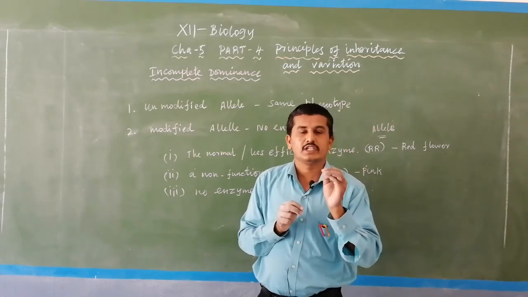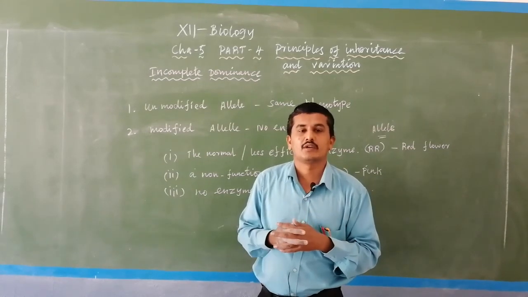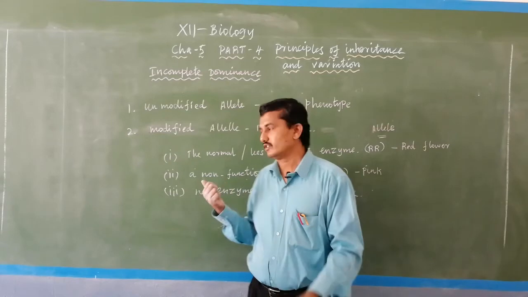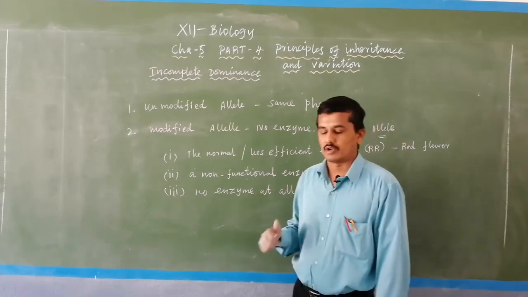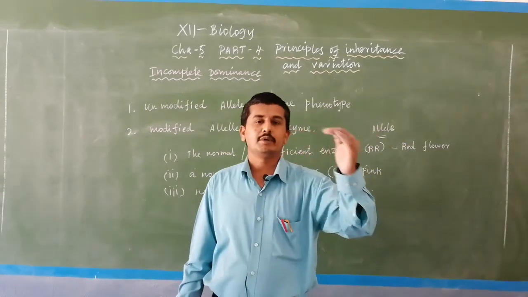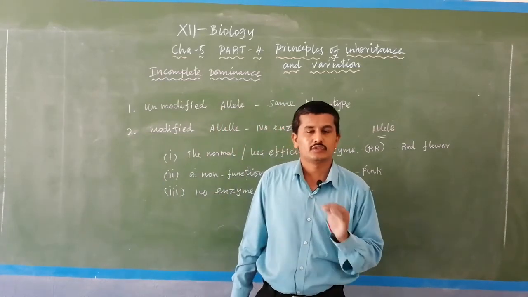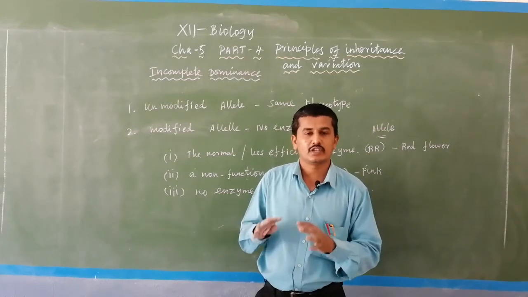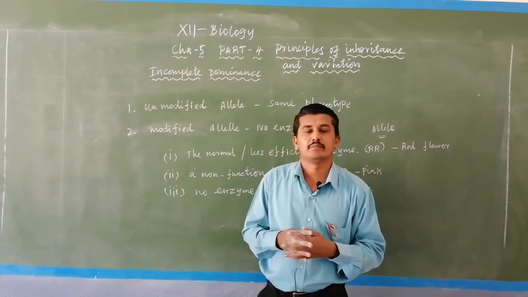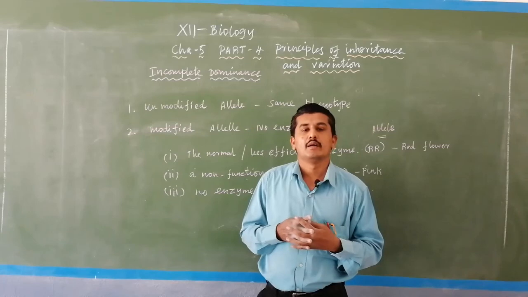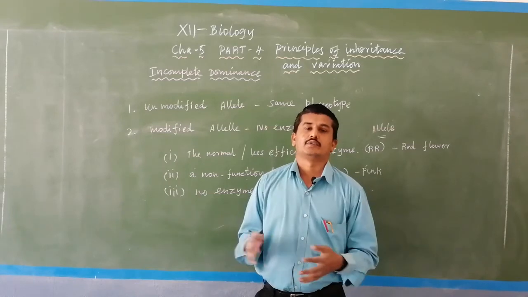Suppose the black color gene is less efficient and does not produce the particular pigment, that is melanin from melanocytes. In the human skin color situation, enzyme means melanin, a pigment. More melanin pigment production means the skin color is black. Less melanin pigment production means the skin color is white. Medium melanin pigment production means the color becomes medium. So, according to the gene, our characters are expressed.